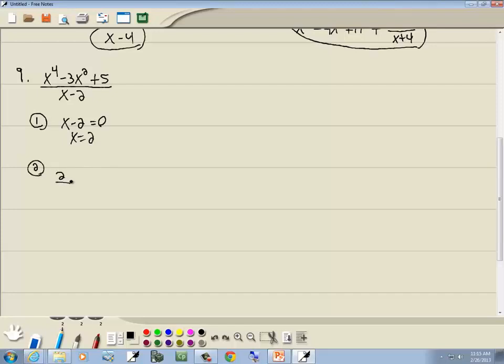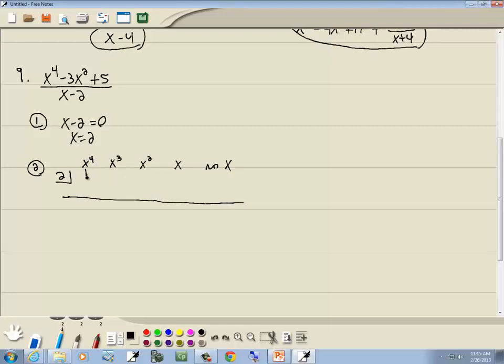Now step 2. Build our form. Whatever number we find in step 1, we put in a box in the upper left-hand corner. Our largest power of x is x to the fourth. So we're going to have an x to the fourth, an x to the third, an x squared, an x, and a no x, our constant term. Well, the number that's before our x to the fourth is 1.